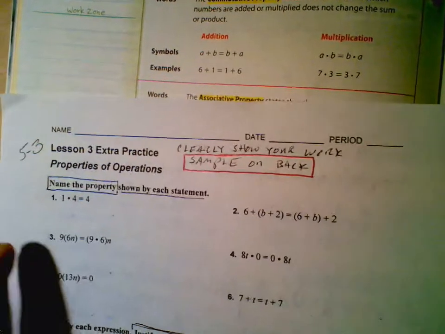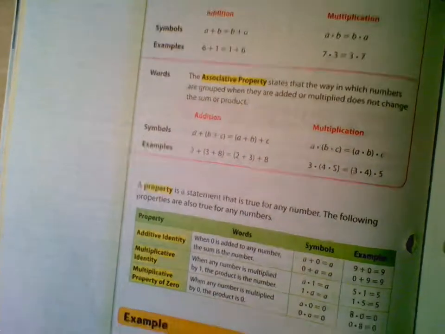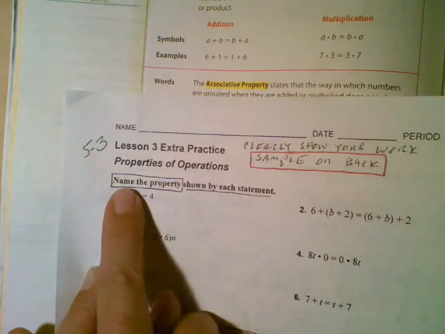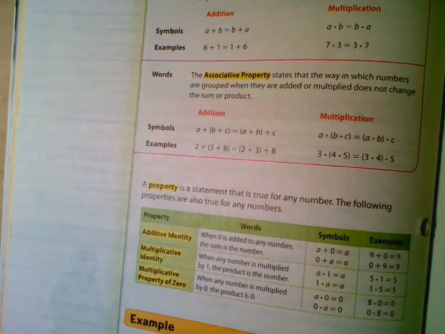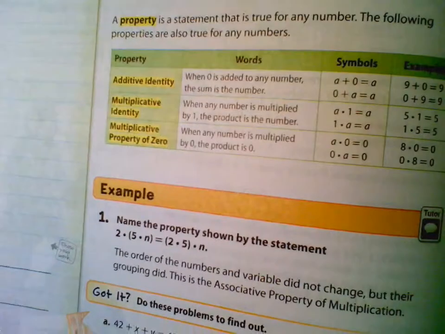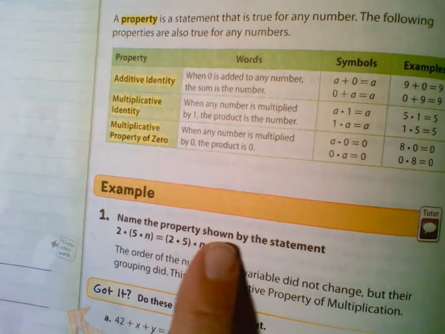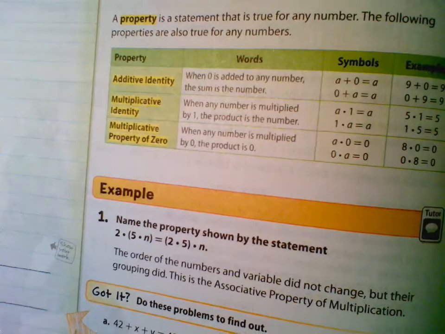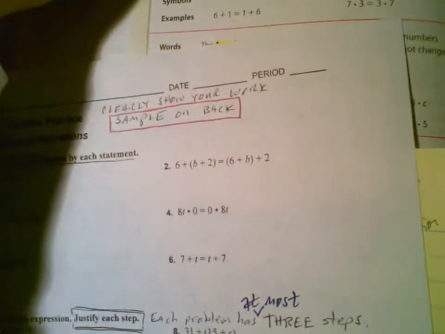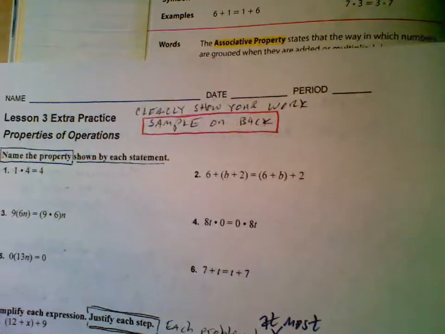So the properties we looked at today were all those that were found on this page. I have this page right in front of me, and you'll notice that this first direction, name the property shown by each statement, is also right here in the book. So if you look at the ebook, you're going to see the same direction as on the handouts, and you can look to the ebook for help. So let's do a couple of these real quick. I'll look at some of the evens here.